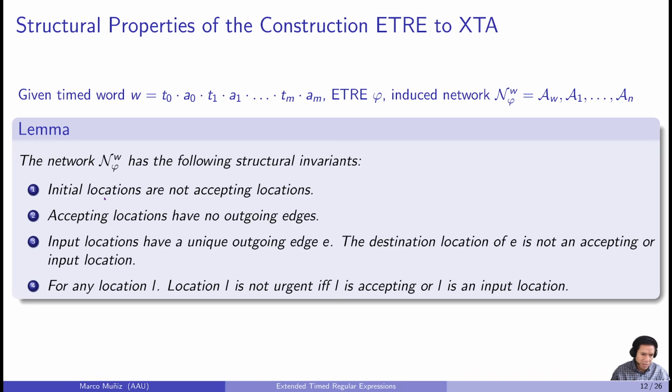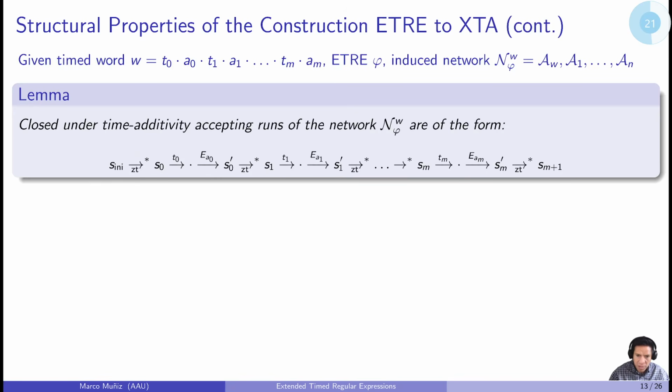We have stuff like initial locations are not accepting locations. We know that a location is not urgent if and only if it is accepting or if it is an input location. So we are very careful with the construction, and then we know the structure of the networks. And this has allowed us to prove a number of theorems and lemmas. For example, the following lemma: because of the previous lemma on the shape of the network, we are able to conclude that all the accepting rounds of our system have the following form.